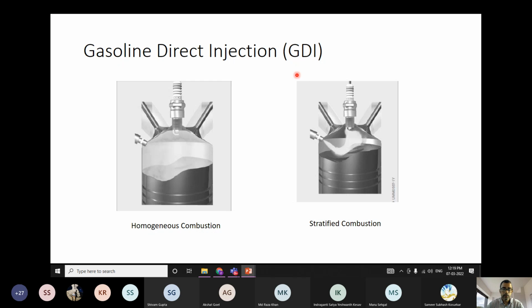So that is very much true. That homogeneous mode we used mainly to reduce the emissions, like our cold start problem or SC emissions. And stratified combustion, when we discuss it in detail, we'll find this technology is very good to improve the BSFC, or fuel consumption. But here there is a problem in the GDI.